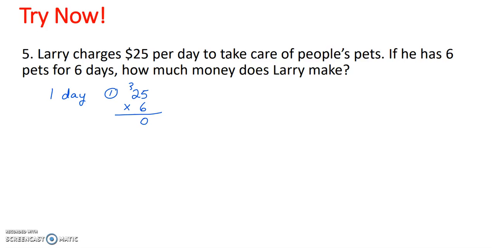So that becomes 30, and then 15. So he's making $150 in one day. Now we can take that $150 for the one day and multiply it by 6 days. And when we do that, we end up getting $900. So Larry makes $900 after those 6 days.